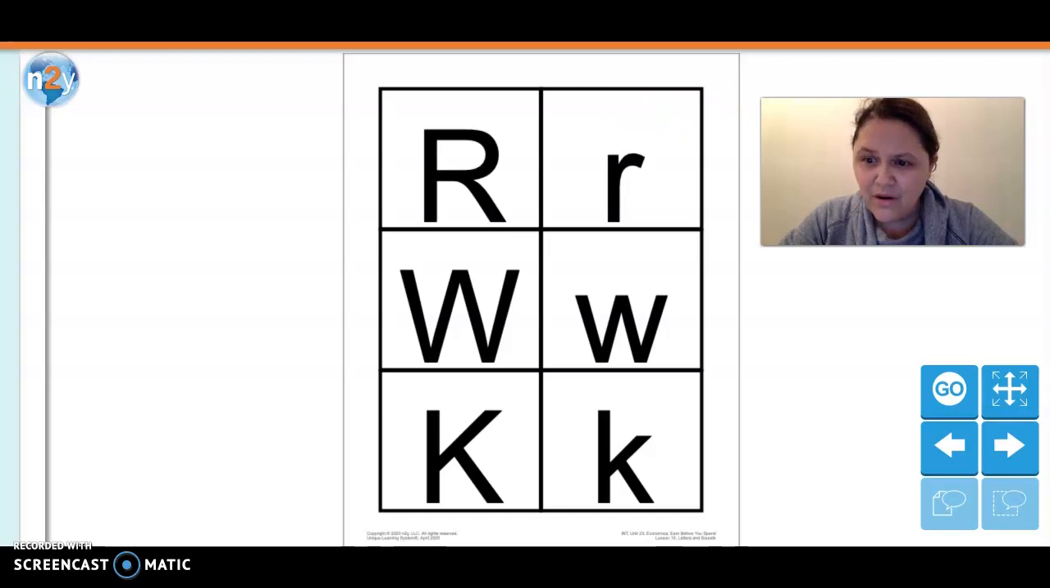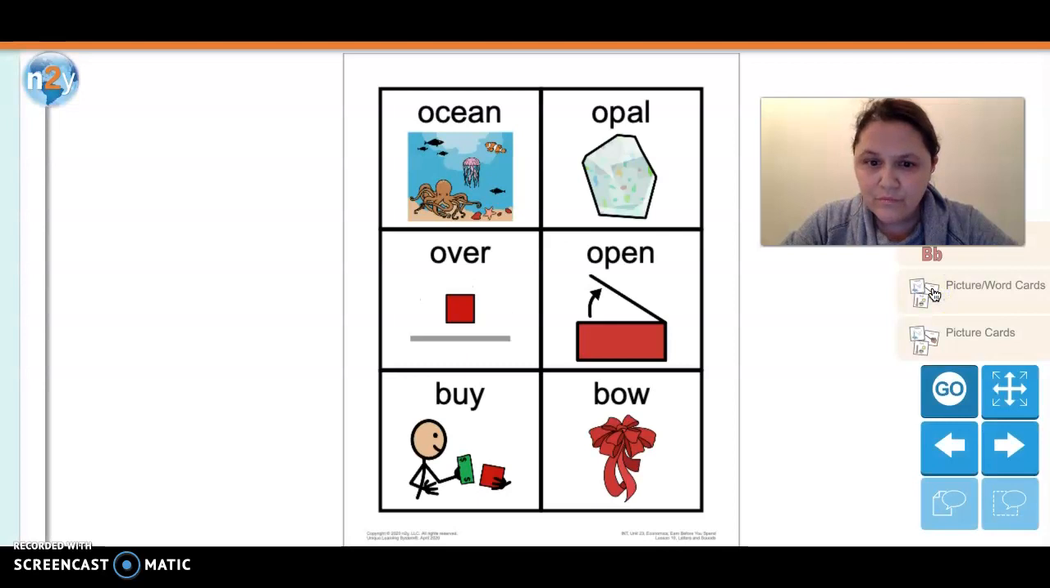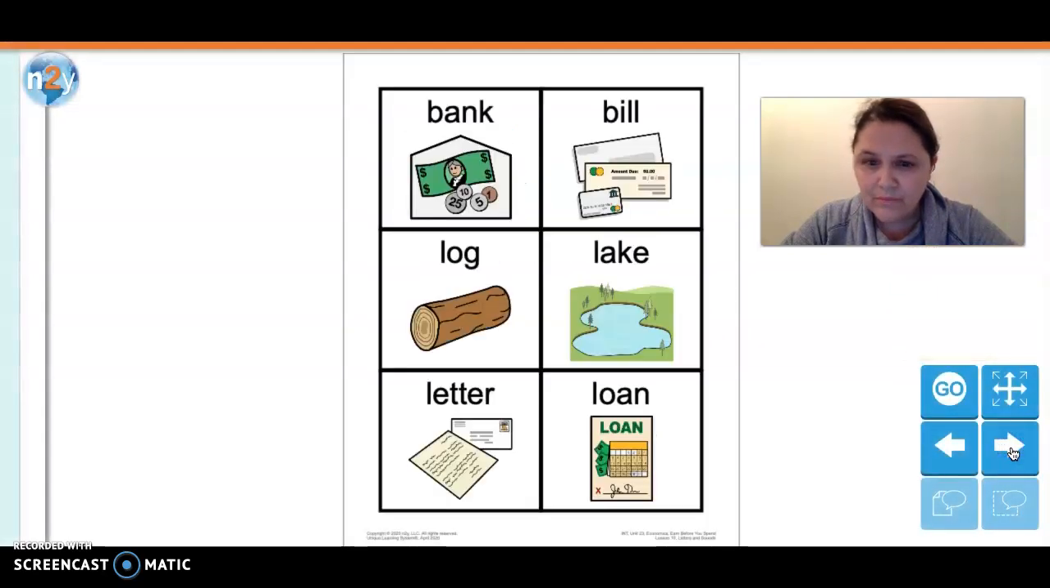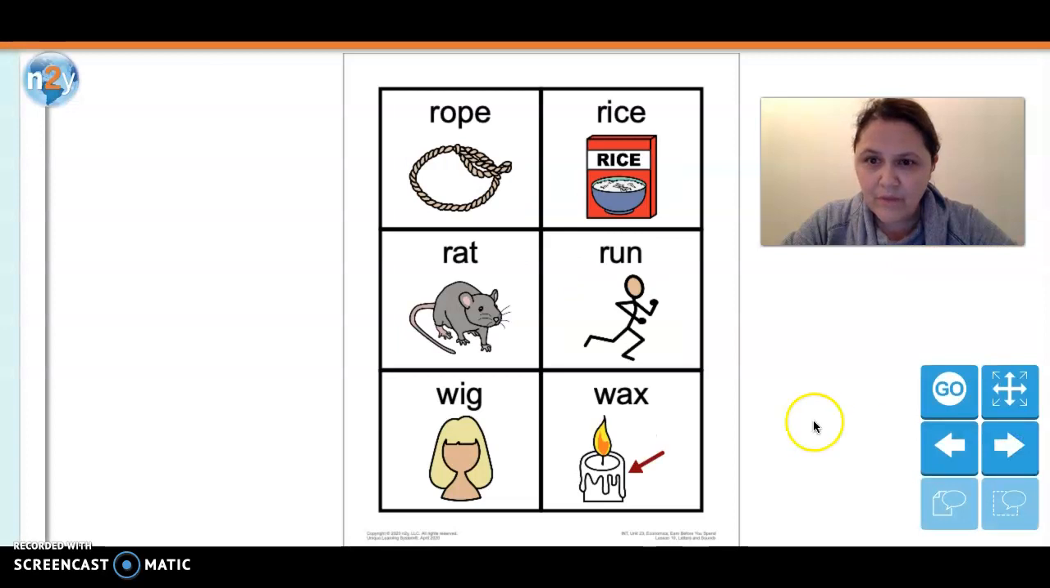All right, let's go ahead and take a look at the words that our unique program gave us that start with the letter R. Okay, so we have up here, we have rope, rope. We tie a rope. Next word is rice, rice.